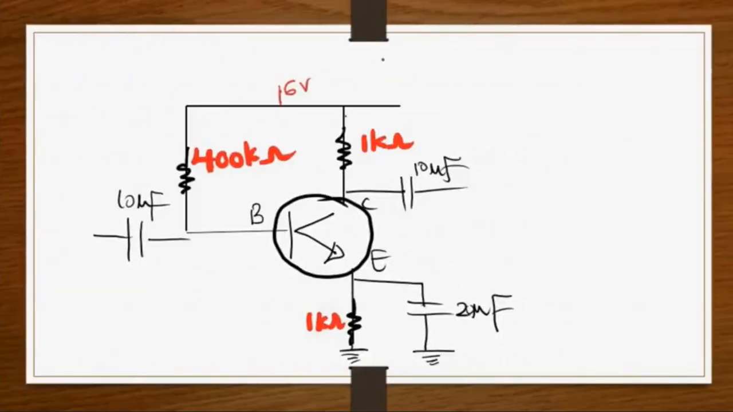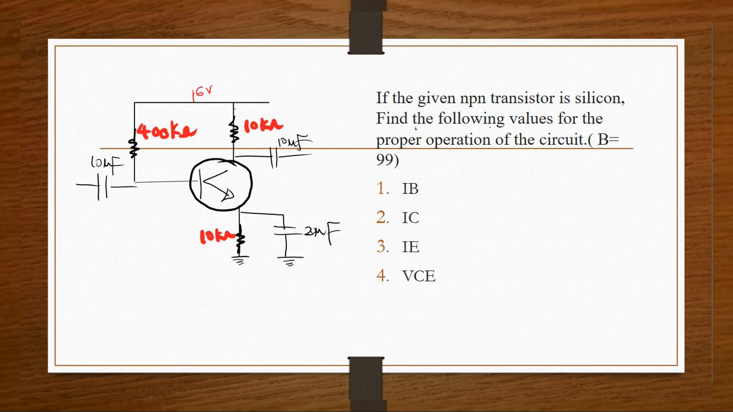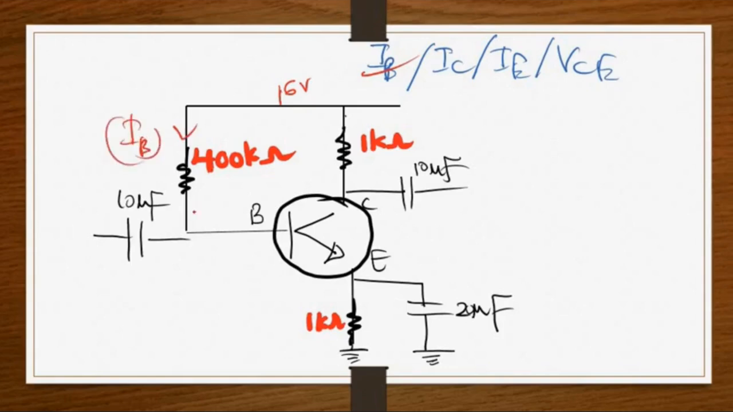Right, so they're asking us to find IB, then IC, then IE, and finally VCE. So we can start with IB. Let's draw the current IB here. IB flows downwards from this point and it will go through here, and finally it will go out from here. So this is actually IE, right? This is not IB, this is IE. And then downwards we have IC current here, right?